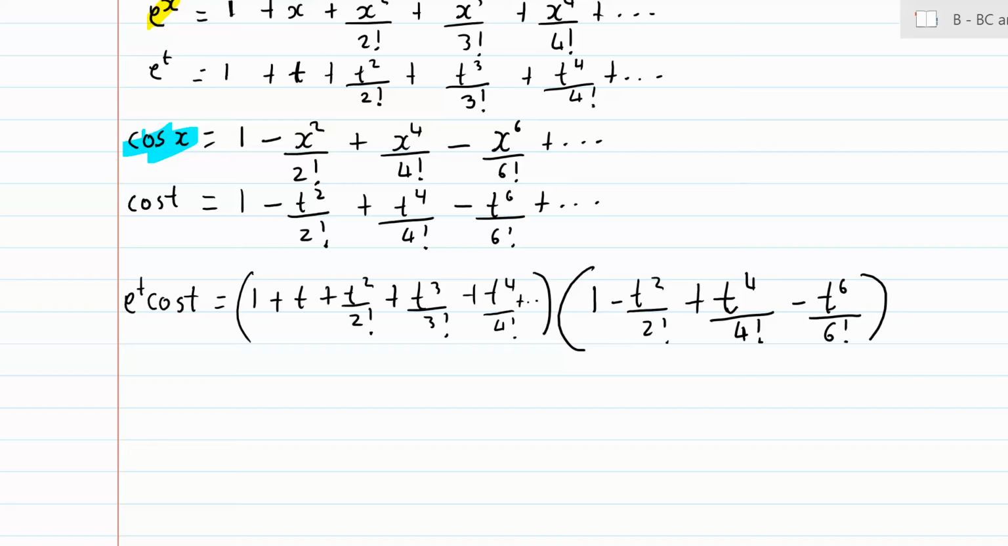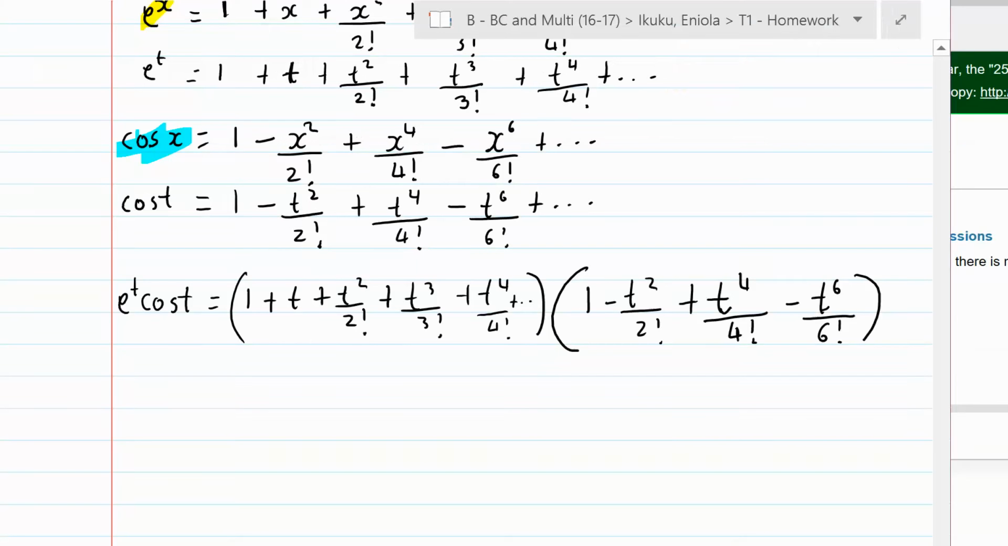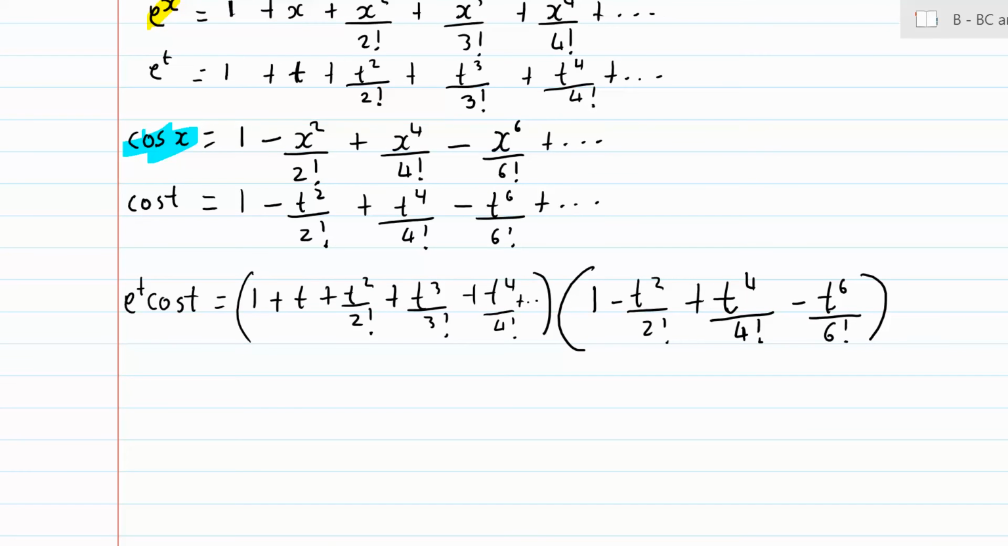Now, I'm just going to do this like we do regular algebraic multiplication. So we would multiply the first term by this, then the first term by this, then the first term by this, and again the first term by the next. Then we'll multiply the second term by the first term here, and the second term by the second term here, then the second term by the third term, and we just go on with that.